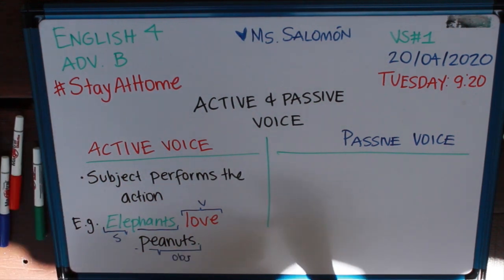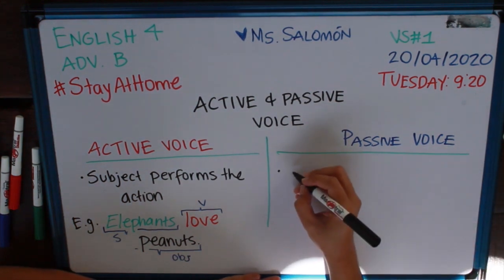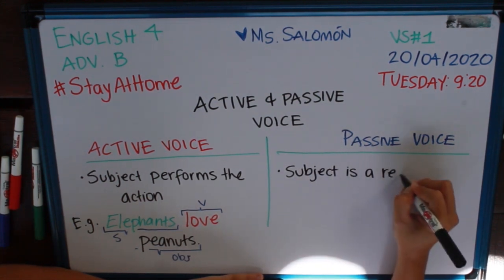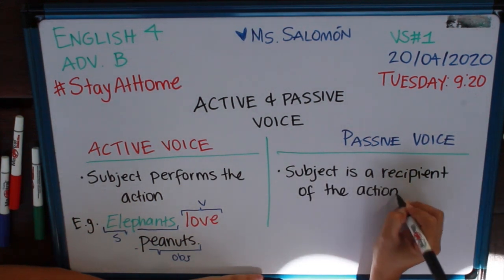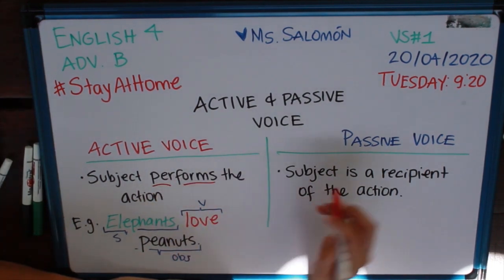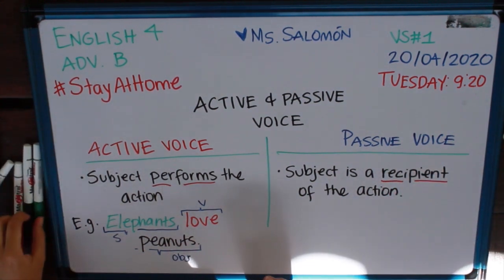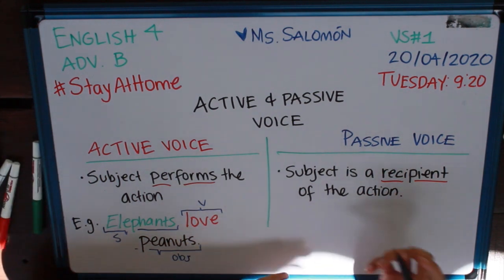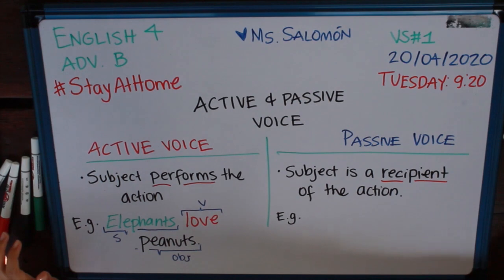Now let's see how the passive voice works. Instead of the subject performing the action, we would say that the subject is a recipient of the verb's action, or that the subject receives. Please note that here the subject is performing the action, while here the subject is receiving the action. So let's work with the same sentence now, but let's see how this sentence changes in the passive voice. There are the same elements, but there are some different things about it.